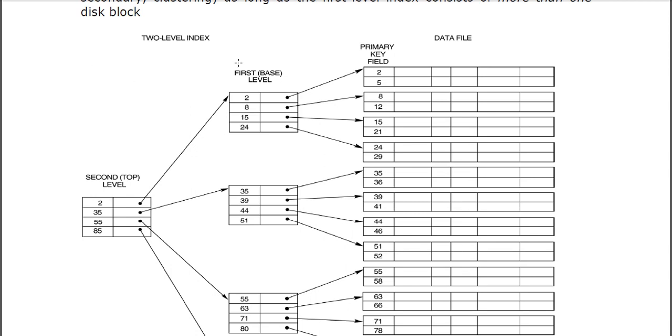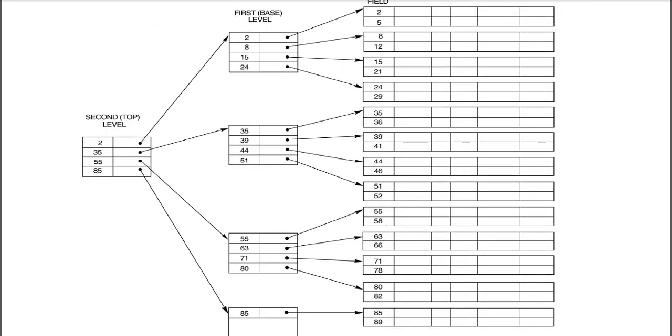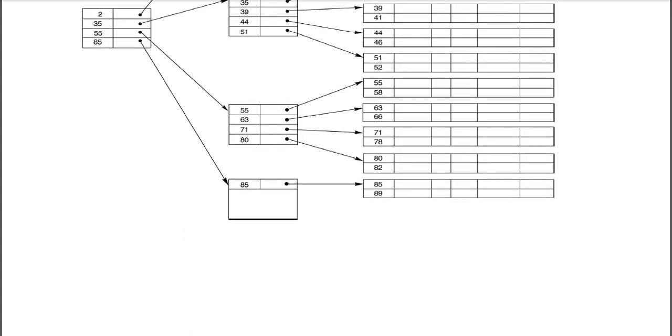So this is an example of a two-level indexing. This is a data file. The middle one is your first level indexing. So for this data file, these are the first level indexing. Again, for the first level indexing, you have a second level indexing. Your second level indexing will be there in the primary memory, right? So to reduce the size of the indexing file, we are using indexing at multiple levels. So this is called your multi-level indexing, right?